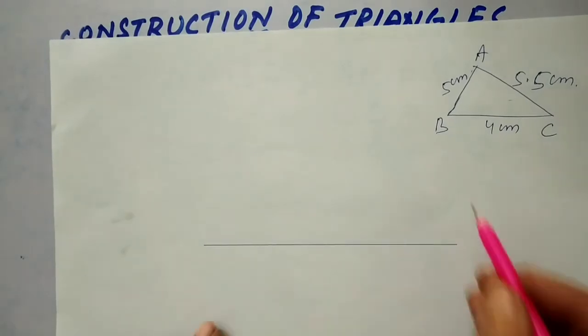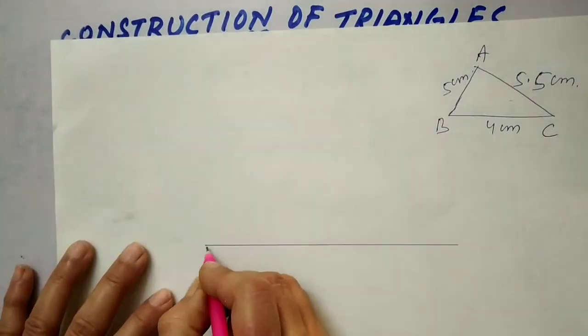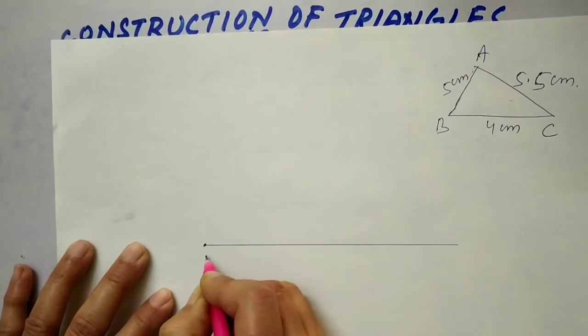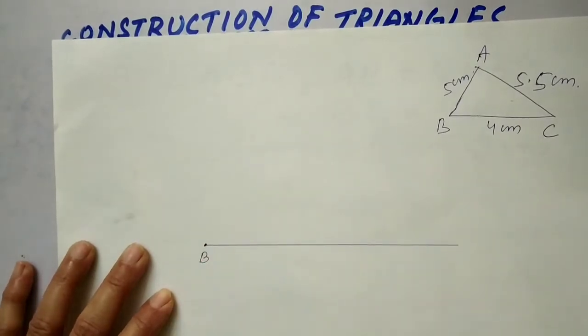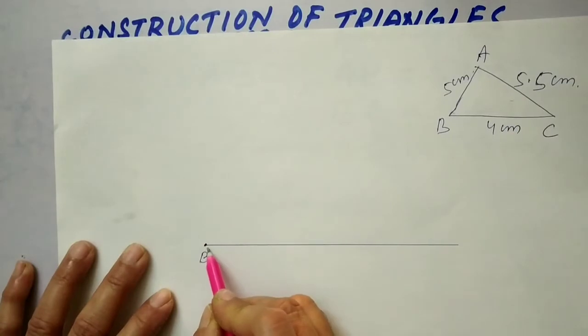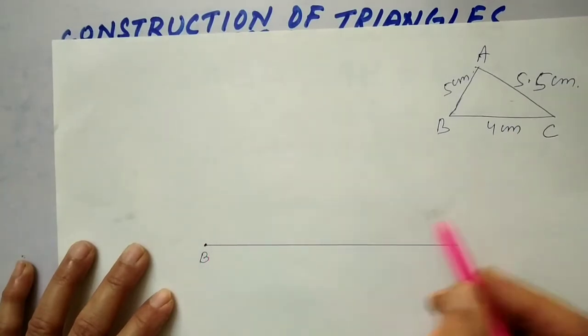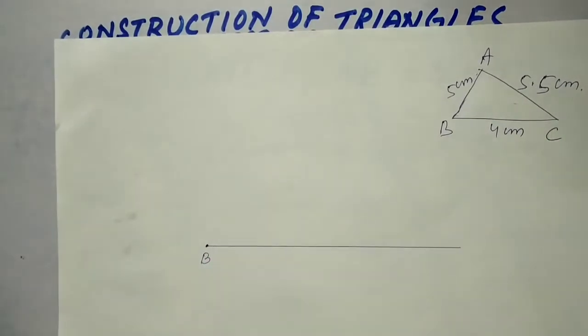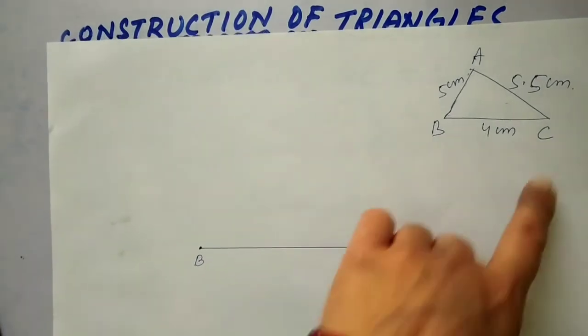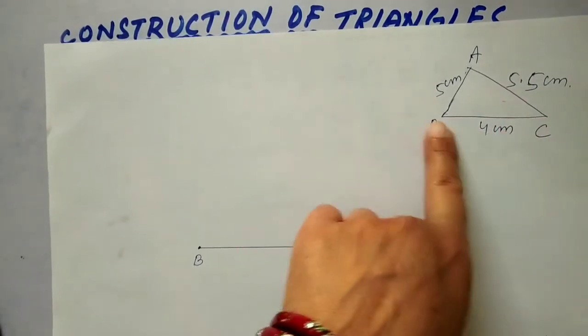Drawn one line. Now one of the points, let us take this point as B. We need 3 vertices of this triangle. So already we got B. B we can take any point. Now how to take point C? The C is 4 centimeter apart from B.